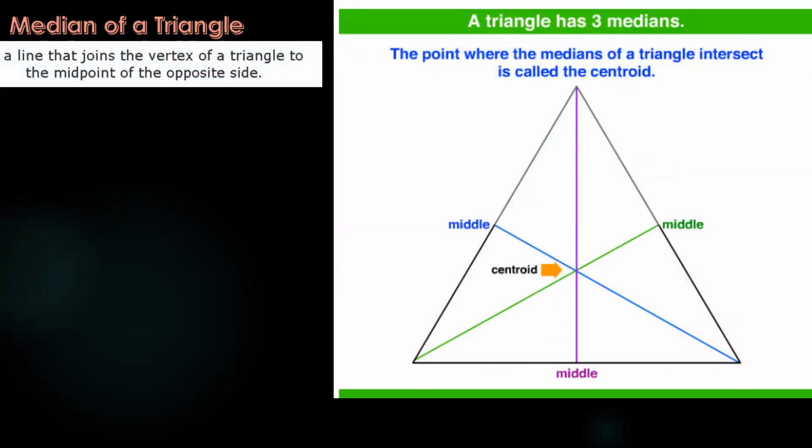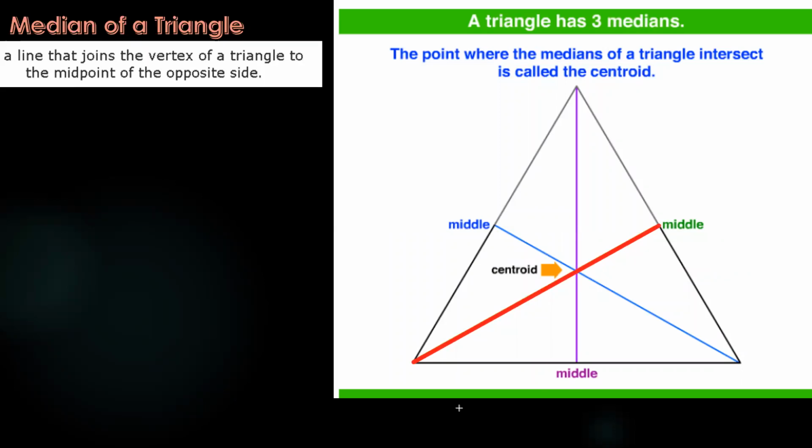A median is a line that joins the vertex of a triangle to the midpoint of the opposite side. I need to draw a line starting from the vertex. Where's the vertex? This is the vertex. Starting from the vertex, ending at the midpoint of the opposite side. So what do I need to do?